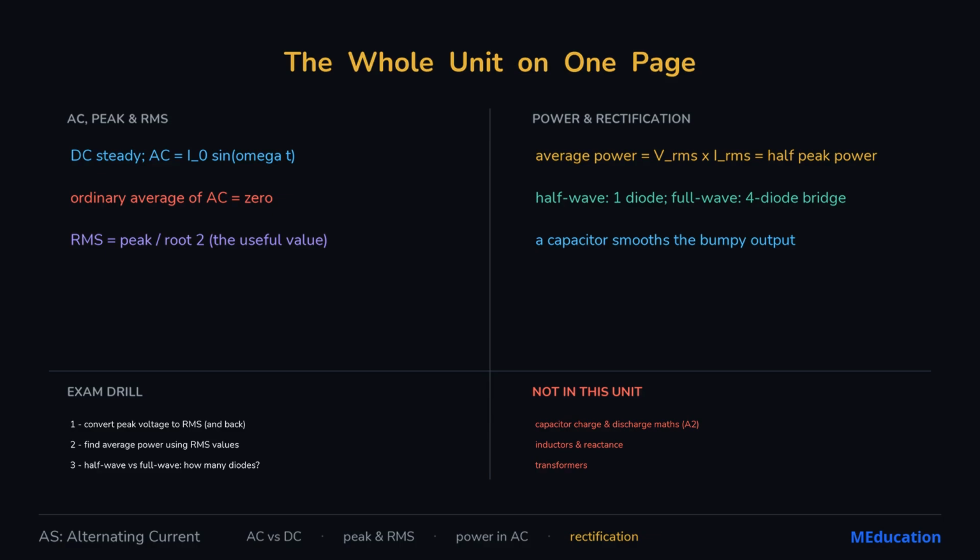And the boundary fence so you do not over-revise. The detailed physics of capacitors charging and discharging, the inductors and reactance of AC circuits, and the workings of the transformer are all A2 topics. Here are the essentials: AC versus DC, peak and RMS, AC power, and turning AC back into DC.